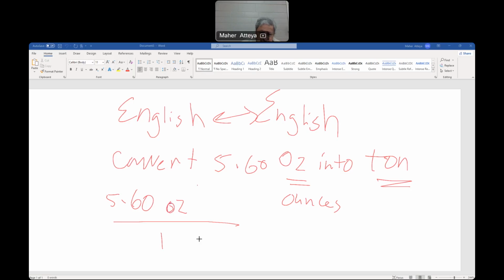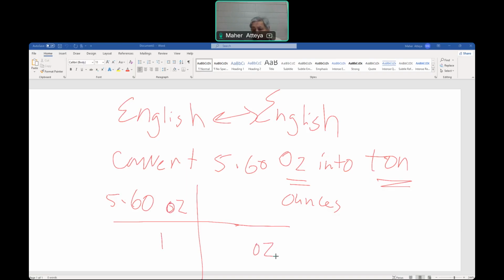Capital O here. I need to get the ounces out of my way. I have to look in the conversion factors tables that I put for you inside the iCollege. How are ounces related to tons? It's difficult to memorize this, so you have to go through a couple of steps. So first, the ounces are always related to what?